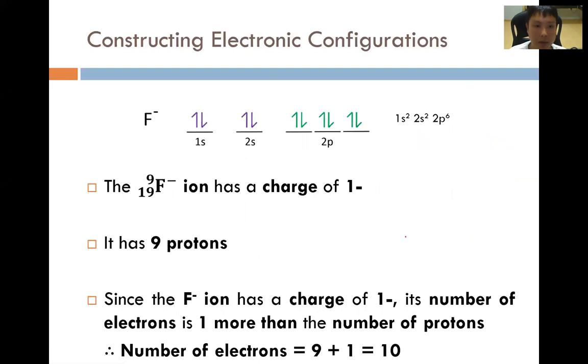The fluoride ion has 9 protons, but since it's negatively charged, it has 1 more electron than protons, which is 10 electrons. So again, 1s, 2s, and 2p, 10 electrons to fill: 1, 2, 3, 4, 5, 6, 7, 8, 9, 10. That's the electronic configuration of the fluoride ion. And in simple notation, 1s2, 2s2, 2p6, because there are 2 electrons in the 1s orbital, 2 electrons in the 2s orbital, and 6 electrons in the 2p orbital.